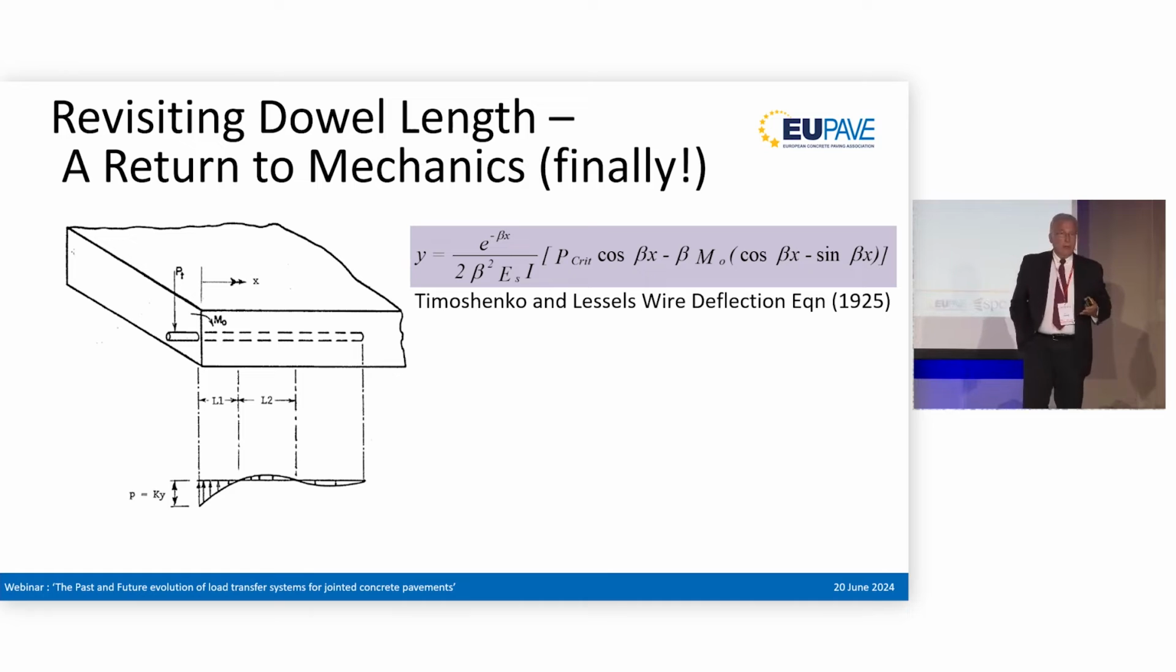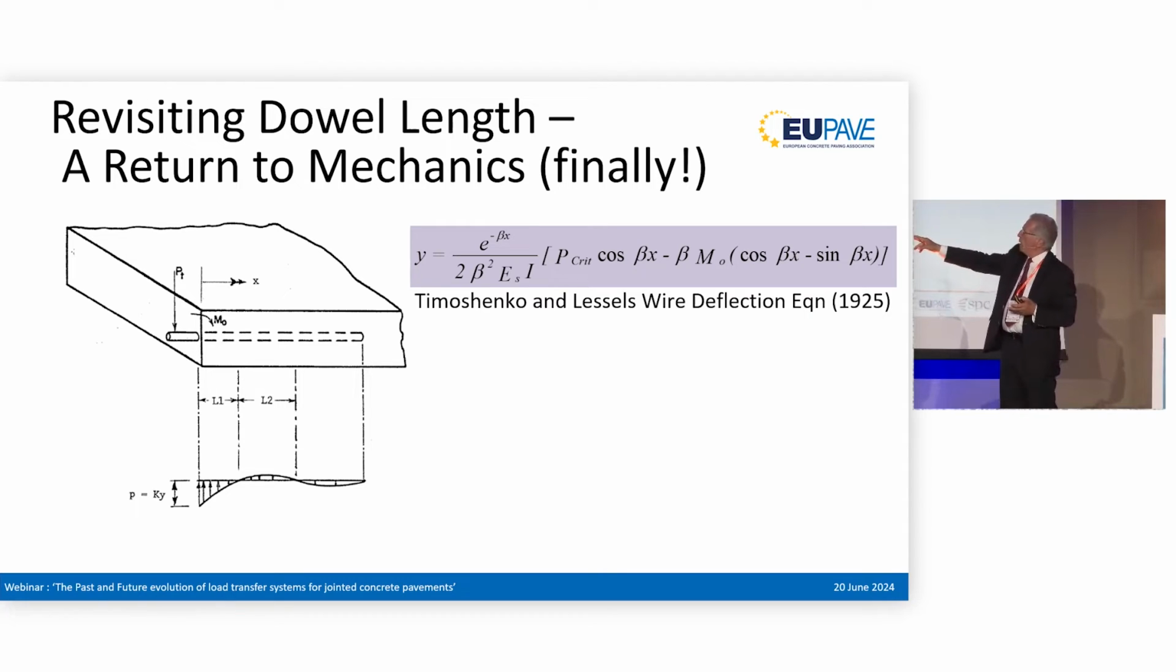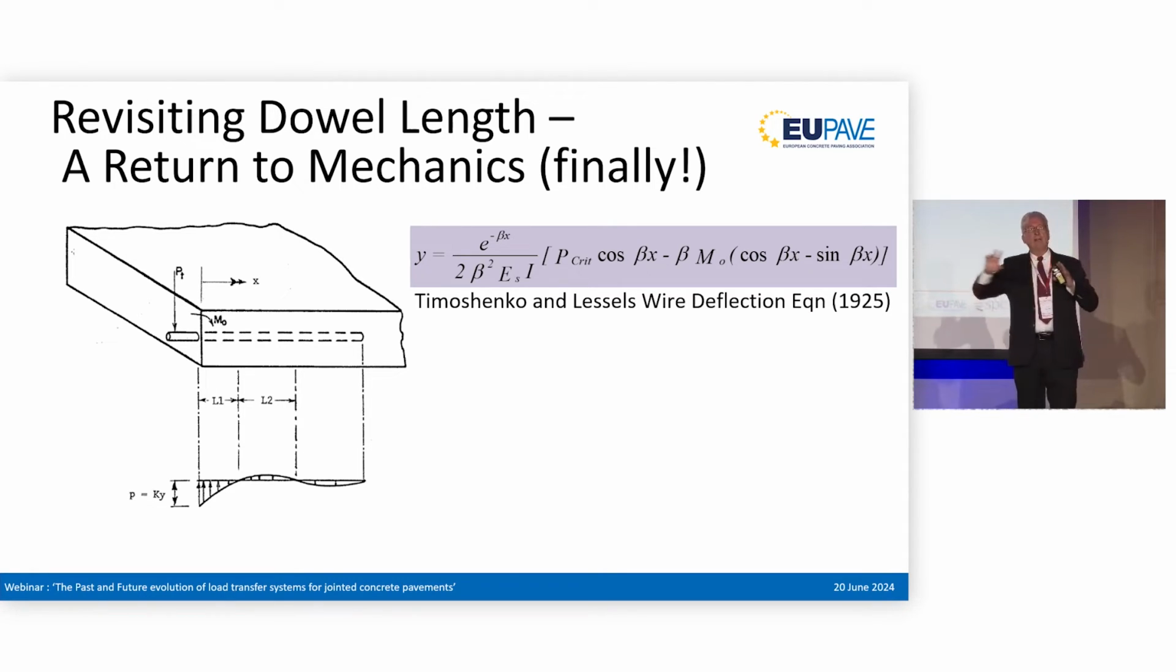The last thing we can do is look at the length of the dowel bars. I think historically we have over-designed the length of our dowel bars. And we're starting to see some people looking at this, a return to dowel mechanics, if you will. In 1925, Timoshenko and Lessels developed this equation for predicting the deflection of the dowel bar within the concrete, assuming a semi-infinite bar embedded in an elastic solid.